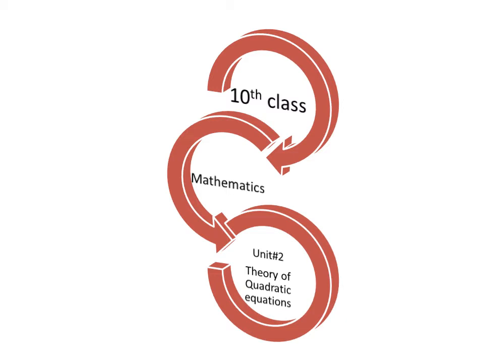I am going to teach you mathematics, in which we have started unit number 2, which is named Theory of Quadratic Equations. As we know, quadratic equations are equations that contain the square of an unknown variable but no higher power. It means equations in which we use one variable and the highest power of that variable must be 2. That's why these equations are called equations of second degree.